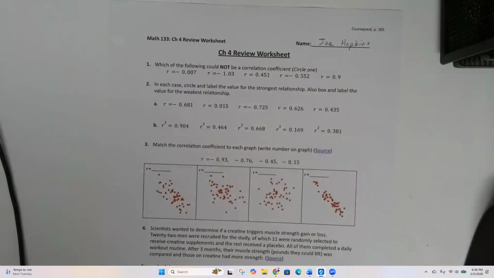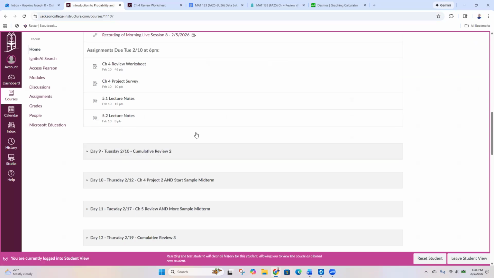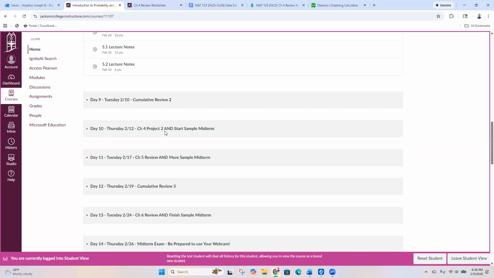Part of the reason I do that is because I want you to be able to use this to study for the midterm. The midterm is not for a couple more weeks. We'll start talking about the midterm next week on Thursday, and we're going to start the sample midterm. We'll talk about what to expect, like how to take it, where you can take it, and what you can have.